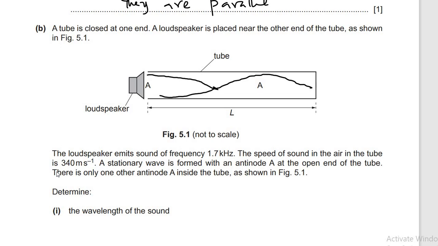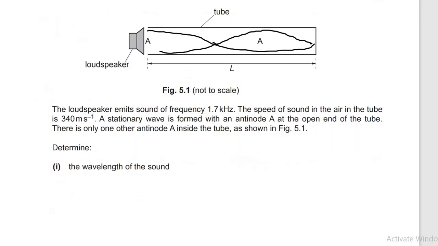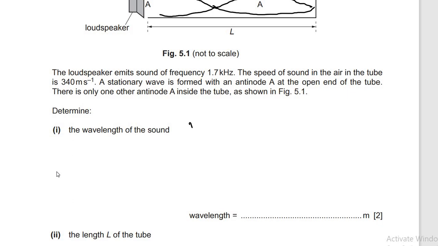I'll do it in such a way that I only have just two antinodes. This is the possibility. So determine the wavelength of the sound. Since v equals f lambda, wavelength is v over frequency. v is 340. Frequency is 1.7 kilohertz, 1.7 times 10 to the power 3. That's the frequency. So if you use your calculator, the wavelength will give us 0.2 meter.